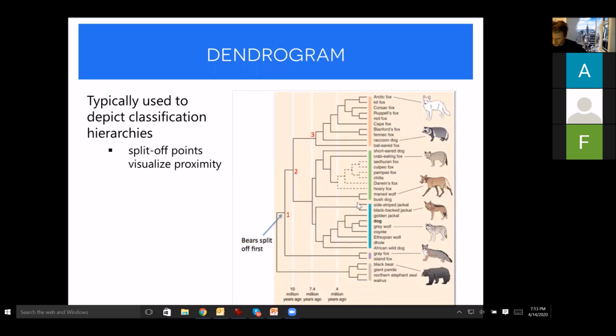Basically, more and more things evolved. Subspecies evolved from those species here. The bear split first, out here, right? So the bears are here, and all the foxes are here. You can see that as time progressed, more and more diversity in the animal kingdom evolved, right? You can nicely see this in this timeline and the dendrogram as it is here.